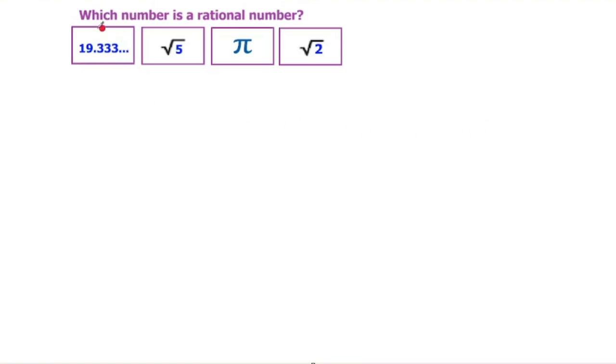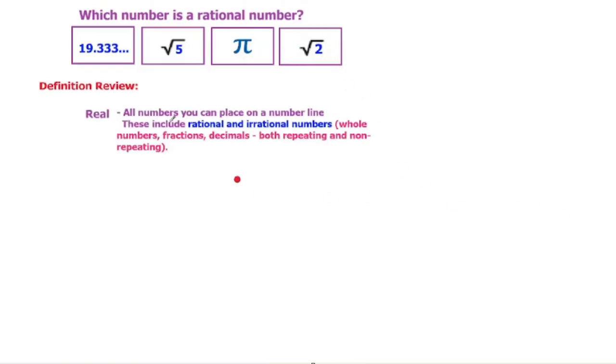So we have to figure out which one of these is a rational number. Okay, so we have 19.333. It looks like it repeats forever. And then we have the square root of 5, we have pi, the number pi, and the square root of 2. So let's review all the definitions of the numbers.